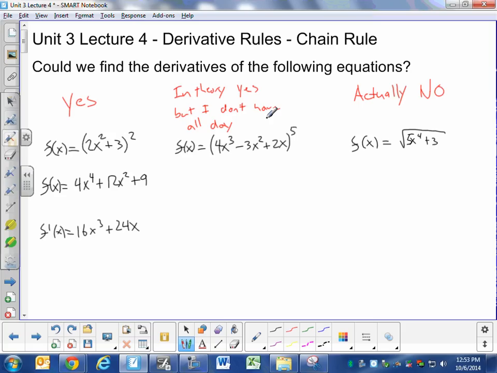So I could do it in theory, I just don't want to. And then the last one, I actually can't. Sure, you may think, oh, can't you rewrite it as (5x to the fourth plus 3) to the 1/2? But unlike squaring things, I can't distribute this 1/2. So I can't rewrite this so that it's a bunch of terms being added together. As of right now, I don't know how to take the derivative of this. So what we need is a rule to help us for these.